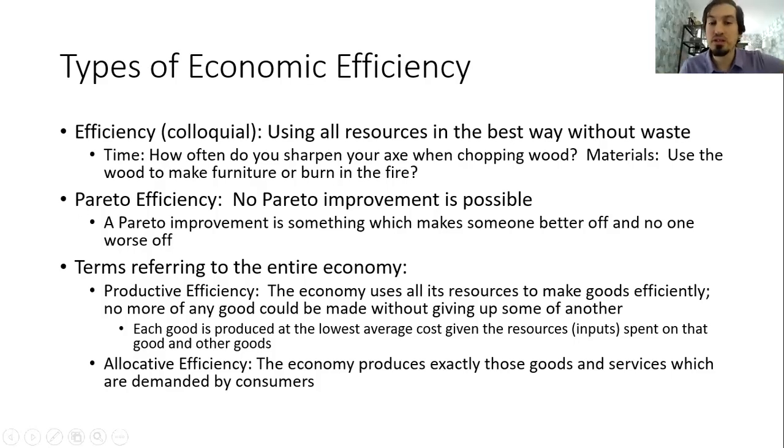Okay, so that's what productive efficiency is. The first bullet point here is the definition. The second sub bullet point is not a definition, but it's an implication. It's implied that each good is produced at the lowest average cost given the resources or inputs spent on that good and other goods.